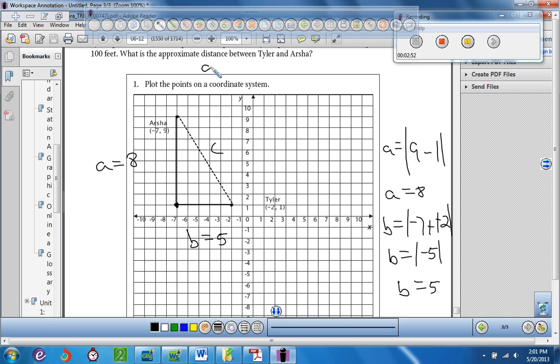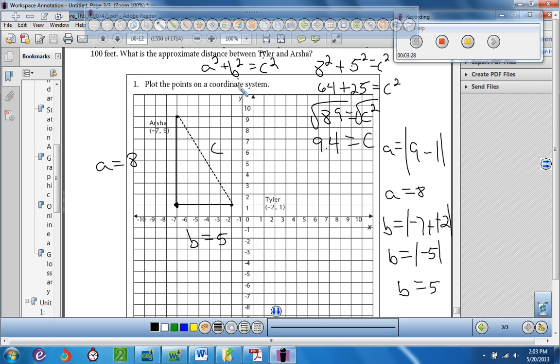Now for the C value, A squared plus B squared is equal to C squared. So we're going to take the 5, plug it in, the 8, and plug it in. So we end up with 8 squared plus 5 squared is equal to C squared. So we'll square this, get 64 plus 25 is equal to C squared. And then we would take the square root of both sides. Now when we do this, we end up with C is equal to 9.4.